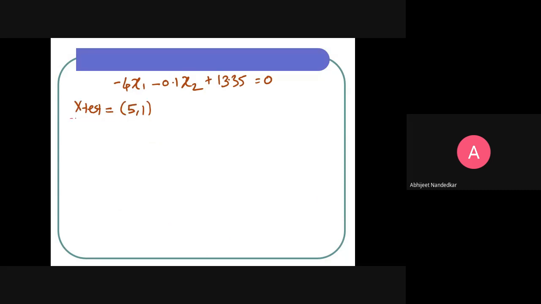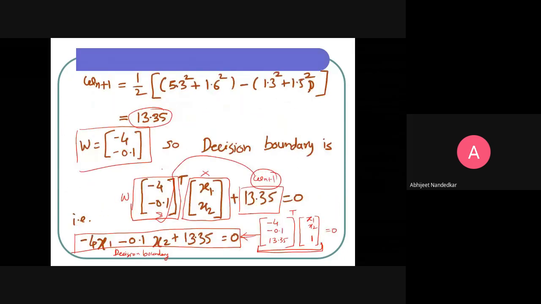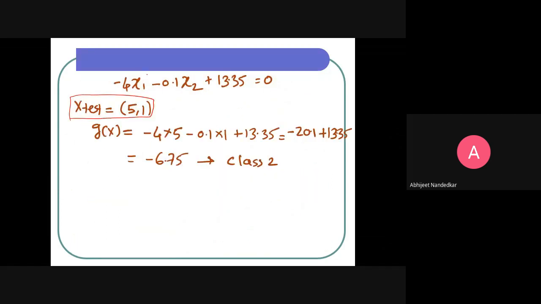Now we can take another example, (5, 1). If you go to our data, (5, 1) actually belongs to class 2. So let us see what happens. Substitute in this equation again the values 5 and 1, and solve this. You will get a number, minus 6.75. So minus 6.75 is a negative number, so I will declare it as class 2.